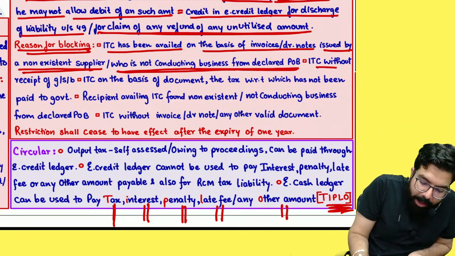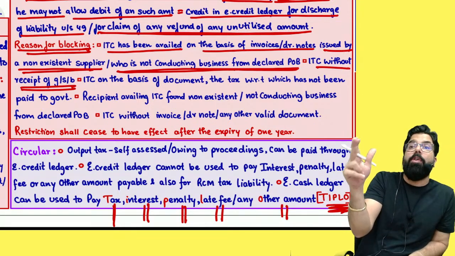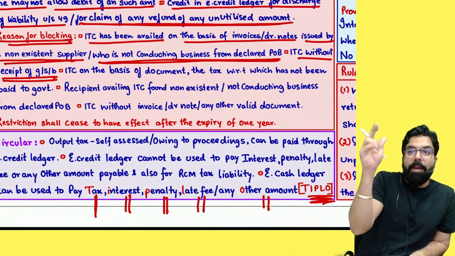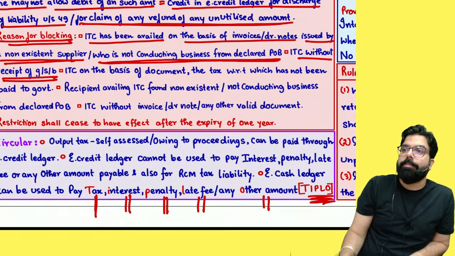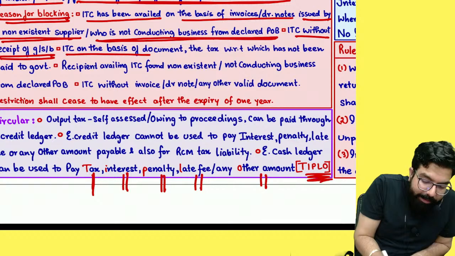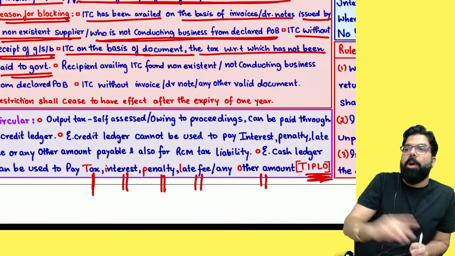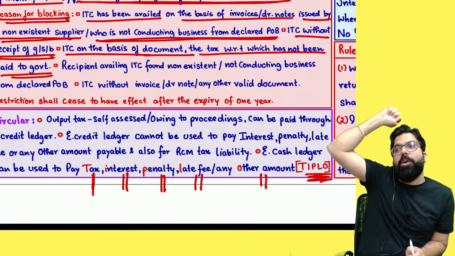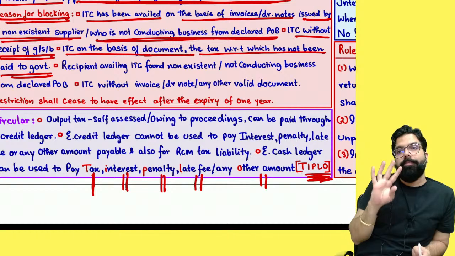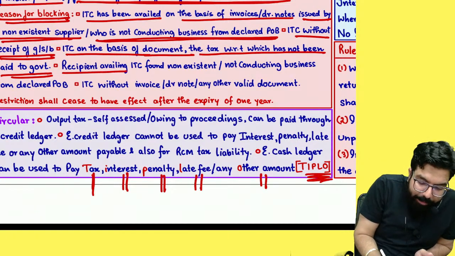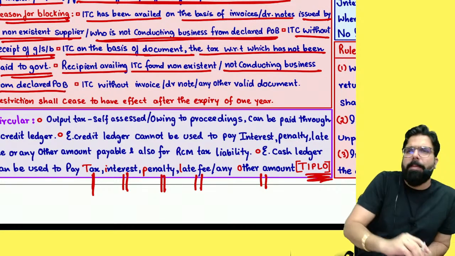The next one, ITC without receipt of goods, services or both. Do you remember? I should take credit only when I have received. If I have not received and I have taken the credit, officer comes to know, what will he do? He will block the credit. ITC on the basis of document, the tax with respect to which has not been paid to the government. Supplier did not pay the tax to the government. Officer is telling, Ramesh, your credit I will block. Next, recipient availing ITC is not found existing or not conducting business from declared place of business.